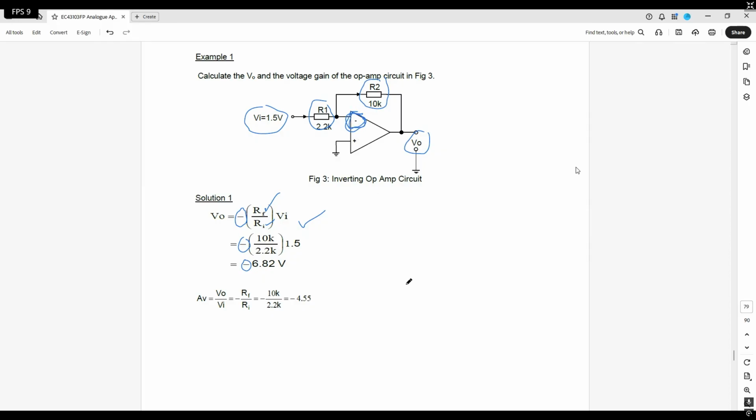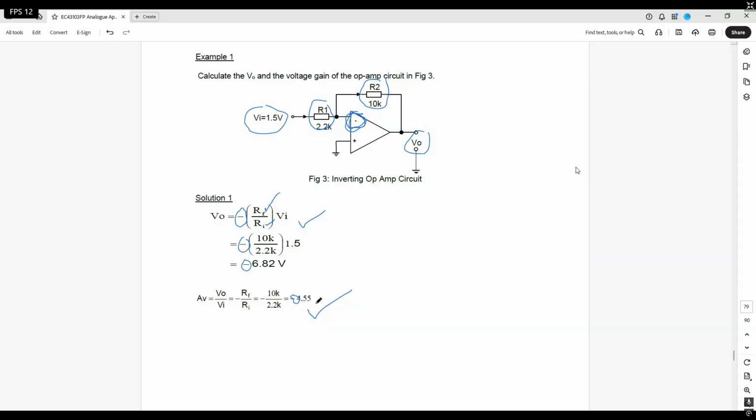All right. After calculating the output voltage, you want to calculate the gain. The gain is given as above, V out over V in, or RF over R2, and then you get the gain. Also, there is a negative. Now, gain has no units, so it's just a number.